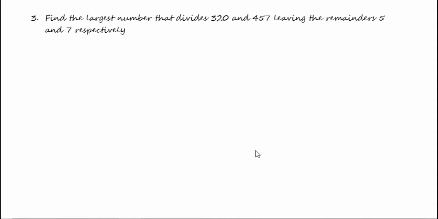Find the largest number that divides 320 and 457, leaving the remainder 5 and 7 respectively. Now the largest number, suppose say x, that divides two numbers is nothing but the HCF of those two numbers. But now here x does not divide 320 and 457 perfectly because it leaves remainder 5 and 7.